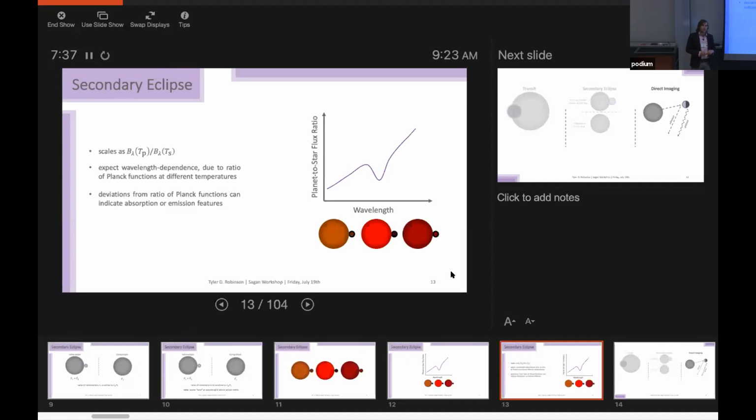A few extra words about secondary eclipse spectra. So first of all, you expect it to roughly scale as the ratio of the emission from the planet to the emission from the star. So something like a black body at some characteristic temperature for the planet divided by a black body for some characteristic temperature of the star. The ratio of 2 black bodies is a wavelength-dependent quantity, and so you expect there to be wavelength-dependent structure in secondary eclipse spectra, regardless of whether or not there are atmospheric features. And so deviations from that wavelength-dependent structure can then tell you about opacity in the atmosphere or species in the atmosphere.